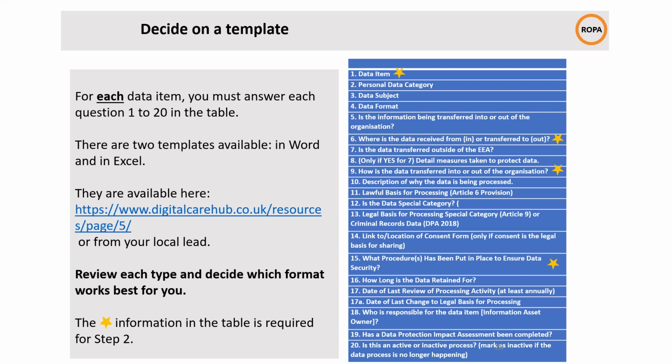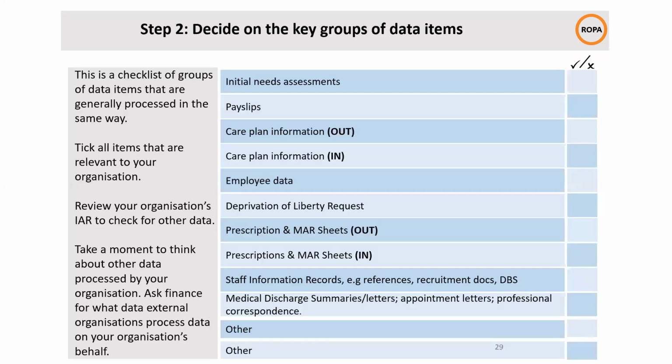So I'm not going to run through that in any more detail. If you need more detail, there is a link on the left-hand side of the slide there through to the Digital Care Hub, where you can access the template and look at the headings and more information in relation to that. So it's a checklist of groups of data items that you can use or not use, if that makes sense to you. So typical sorts of headings that might be within a care environment for you to think about.